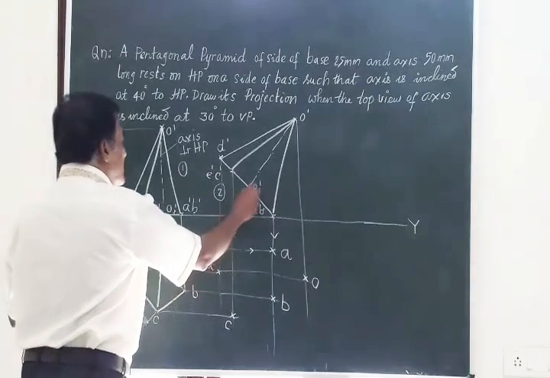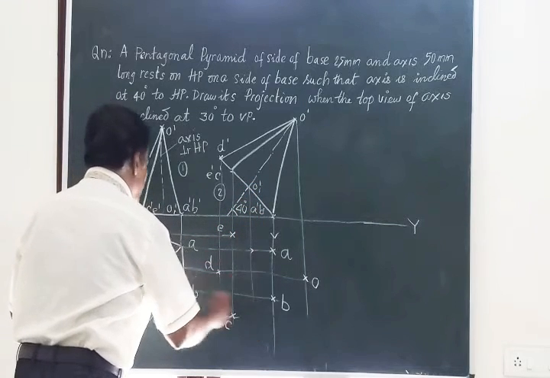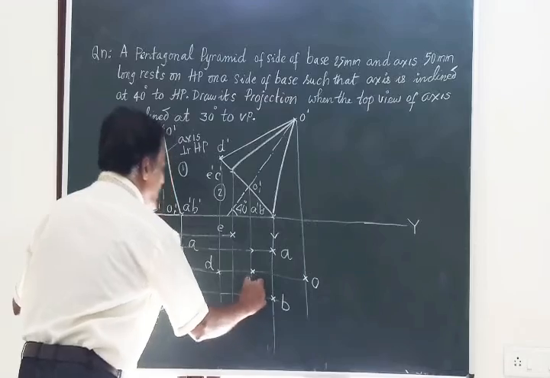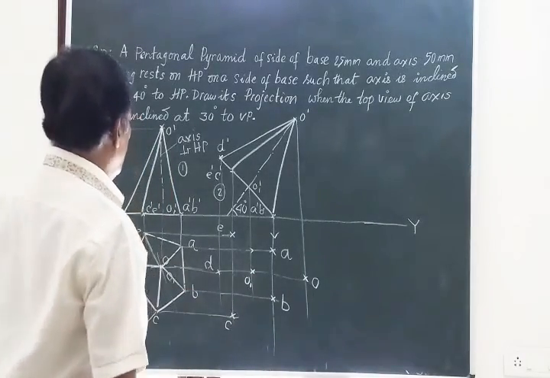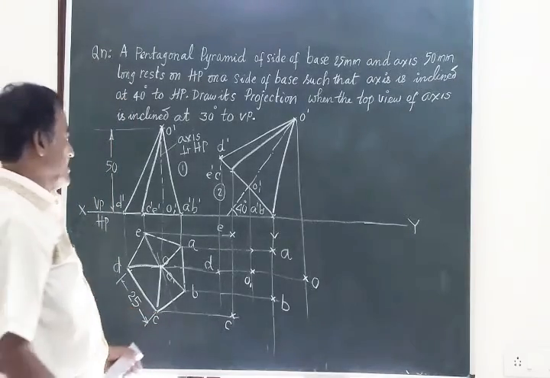Likewise, let us also mark this center of the base, that is O1. Draw a vertical line from there, a horizontal line from here. This will be your O1. So we have got all the points: 5 points for the base, 1 for the vertex, and 1 for the center of the base.